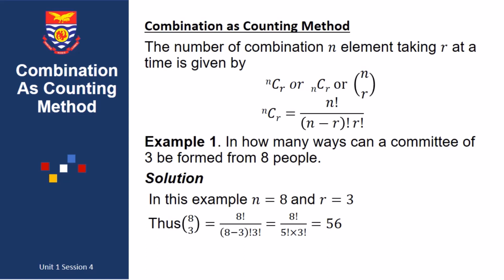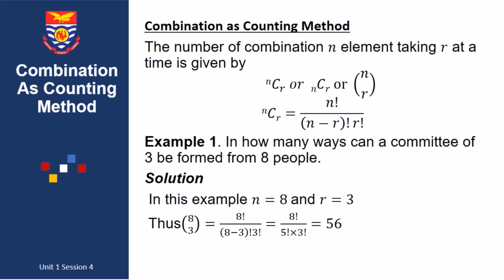Example 1. In how many ways can a committee of 3 be formed from 8 people? So you are forming a committee of 3, selecting them from 8. The order in which they appear doesn't matter. So in this, we have n equal to 8 and r is 3. So that's 8 combination 3 is equal to 8 factorial all over (8 minus 3) factorial times 3 factorial. This will give us 8 factorial over 5 factorial times 3 factorial.